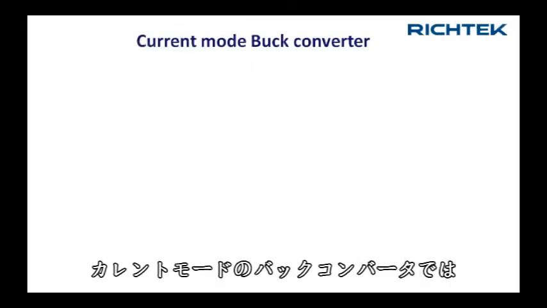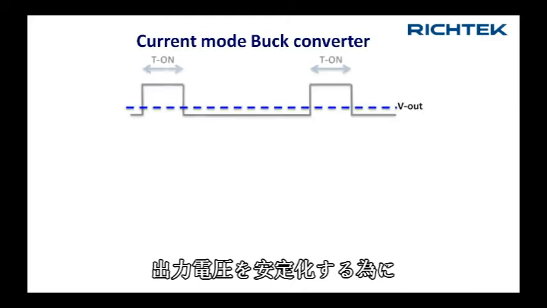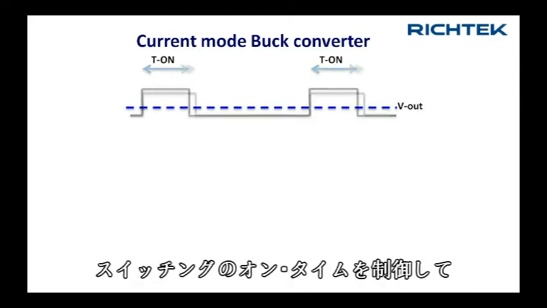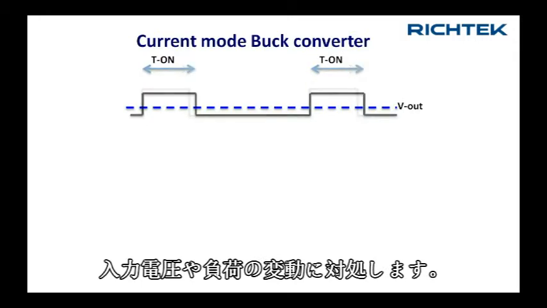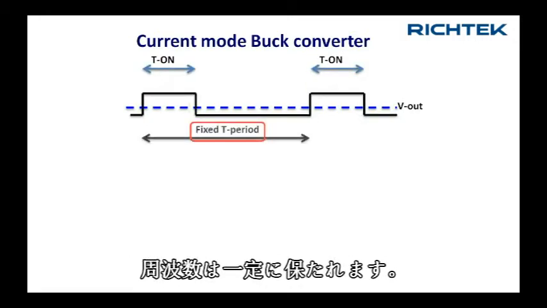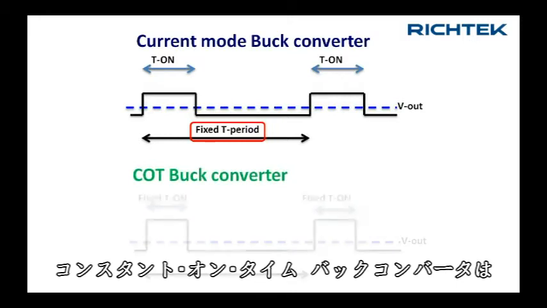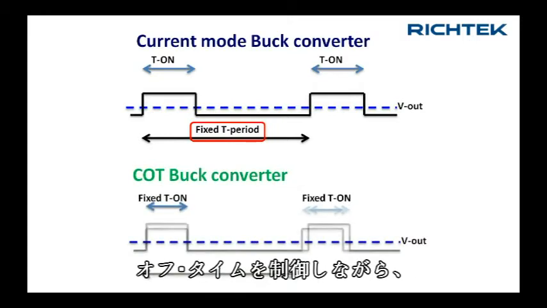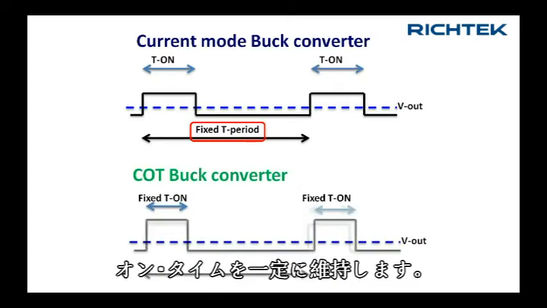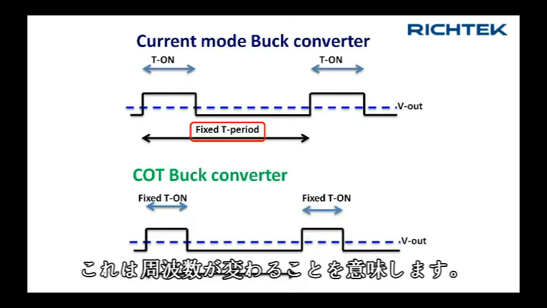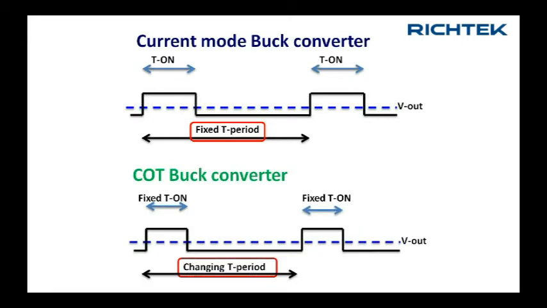In current mode buck converters, to regulate the output voltage, we control the on time of the switching waveform to cope with input voltage and load changes, and keep the frequency constant. Constant on-time buck converters control the off time, while keeping the on time fixed. This means that the frequency is variable.